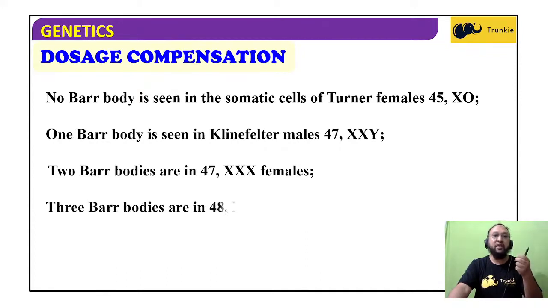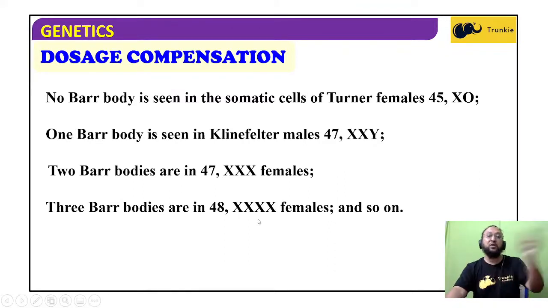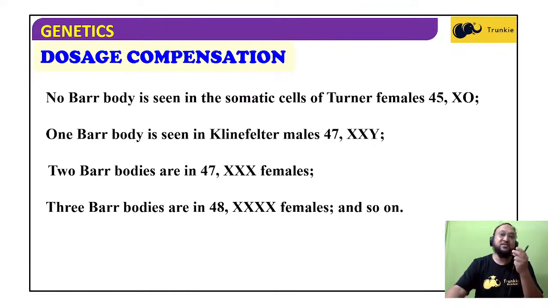So 2 bar bodies are seen in case of females with 3 X chromosomes. Because only 1 X chromosome is sufficient to encode for the genes that are there in the X chromosome, no duplicate copy is required. That is the reason lyonization or inactivation takes place.